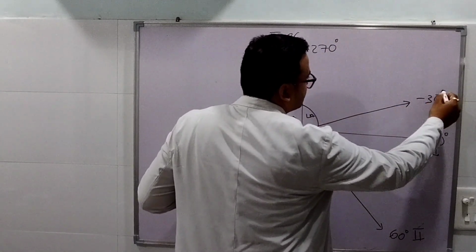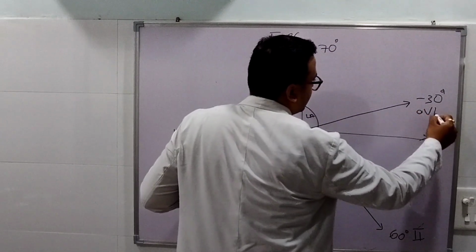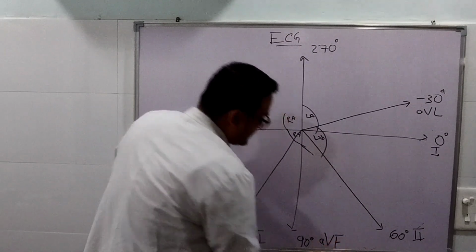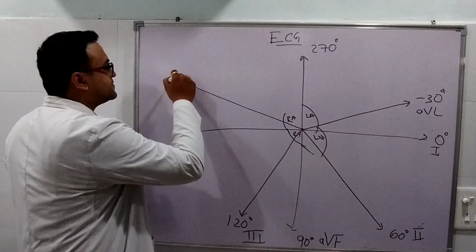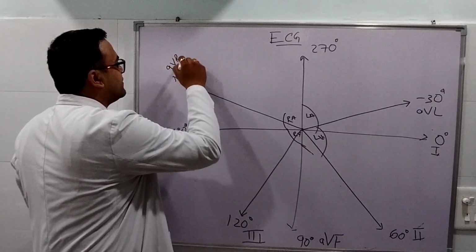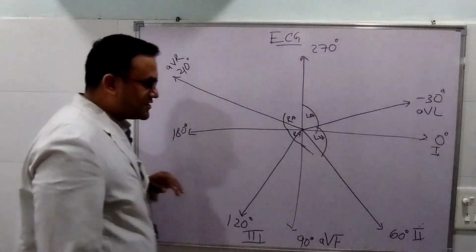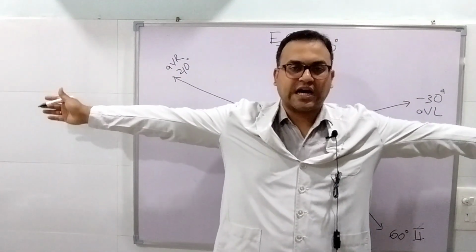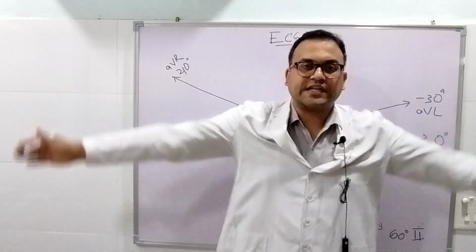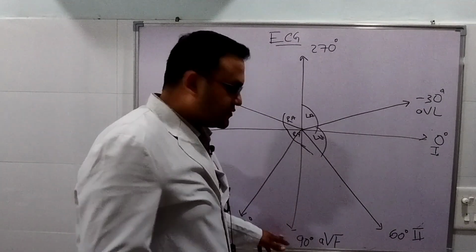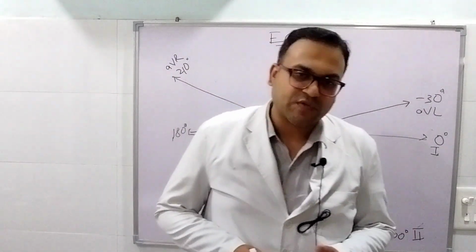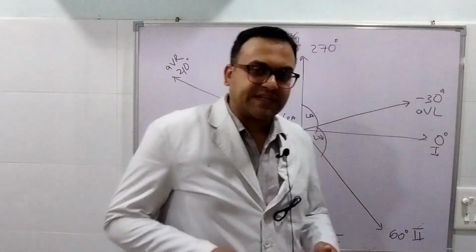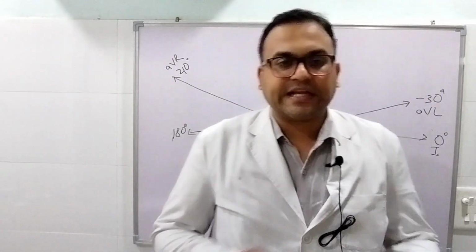At minus 30 degrees we have lead AVL. At 90 degrees we have lead AVF, and at 210 degrees we have lead AVR. To remember this, you can remember Jesus standing like this with both arms spread out, and there is one leg. We place the leads on two legs, but one is for earthing. So basically only one leg is used for recording an ECG. By convention we take the right leg as earthing, but you can take either of the legs.